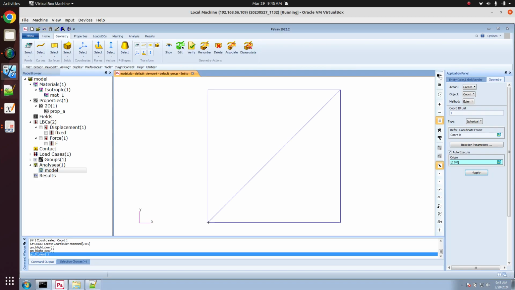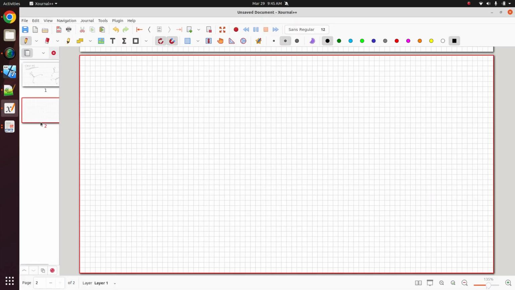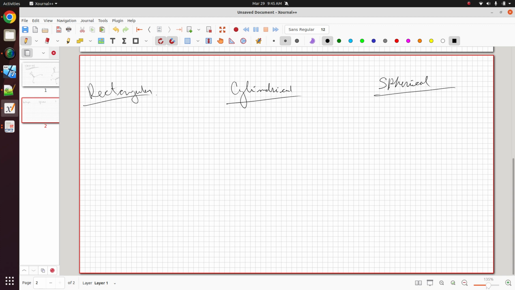Okay, let's talk about the various different coordinate systems available in Nastran. So here, let's talk about the rectangular, the cylindrical, and the spherical coordinate system. Now, I'm not going to discuss how to set these up. I'm going to discuss how to interpret these coordinate systems.